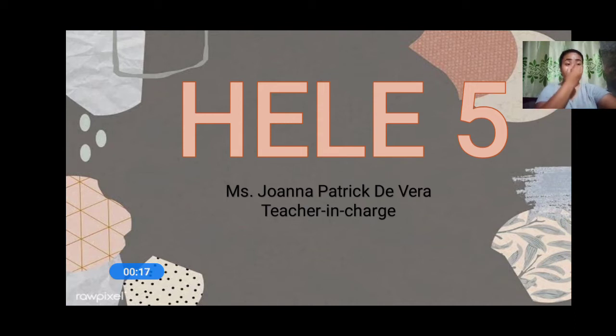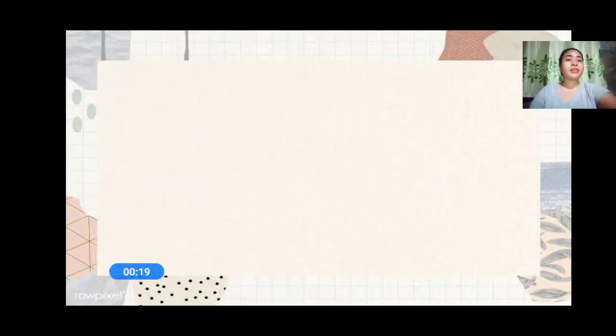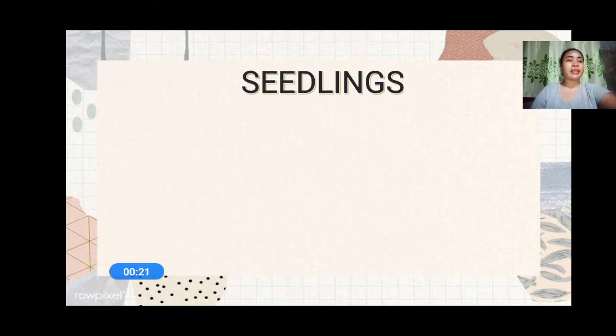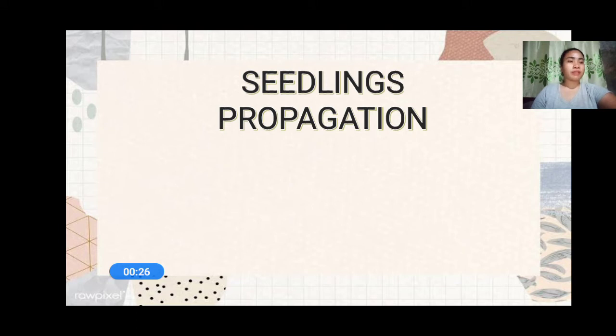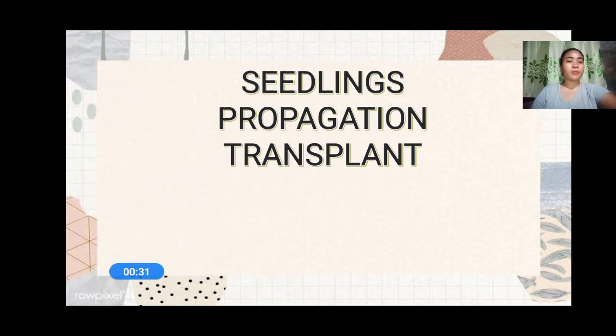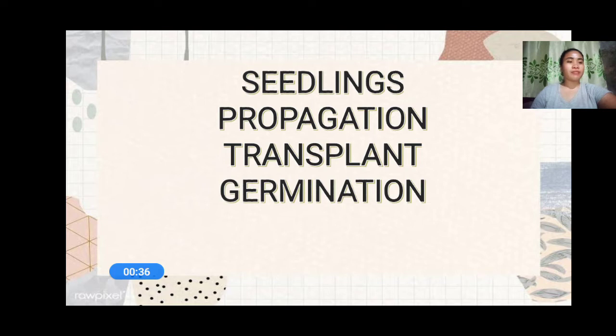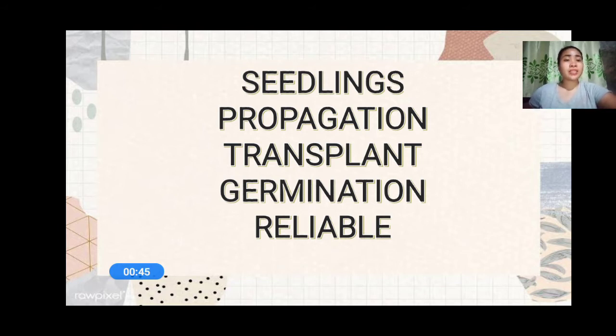Are you ready? Okay, so everyone, seedlings. Again, very good. Next, we have propagation. Everyone, very good. And then we have transplant. Everyone. And then we have germination. Everyone. Very good. And then we have reliable, everyone. Okay, so let us read the words seedlings, propagation, transplant, germination, and reliable.